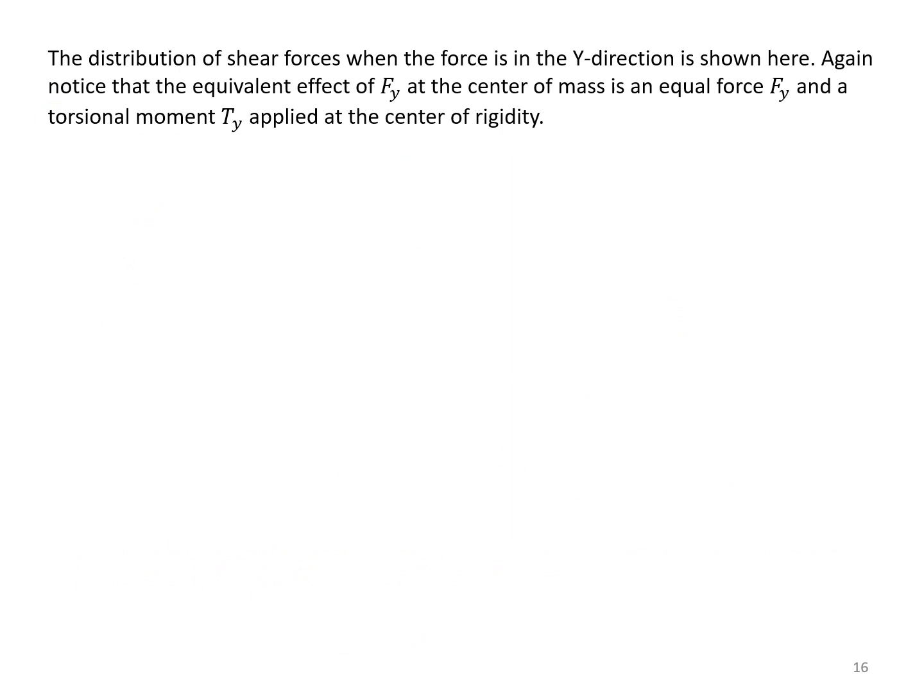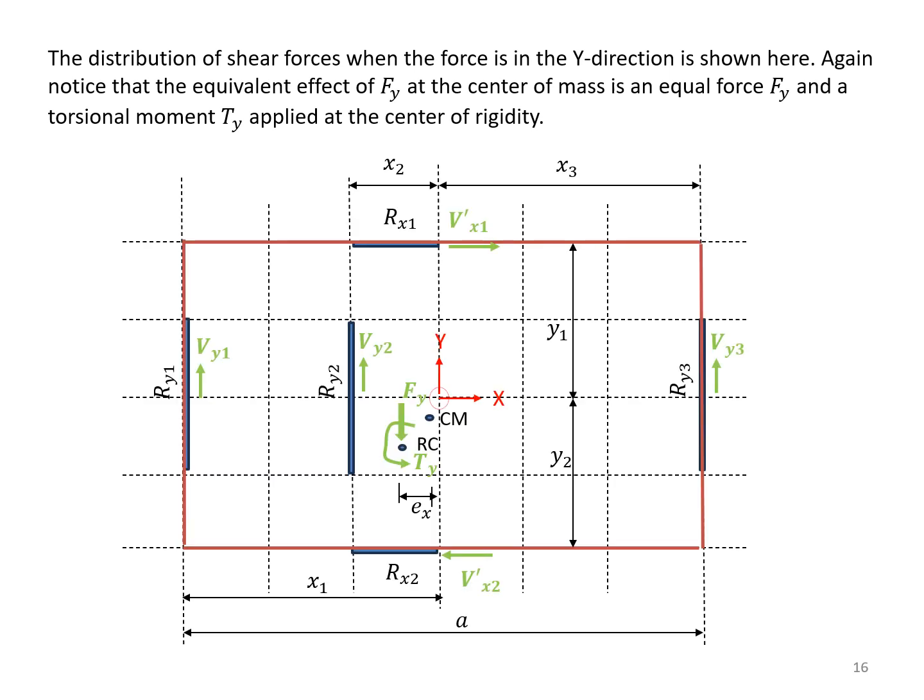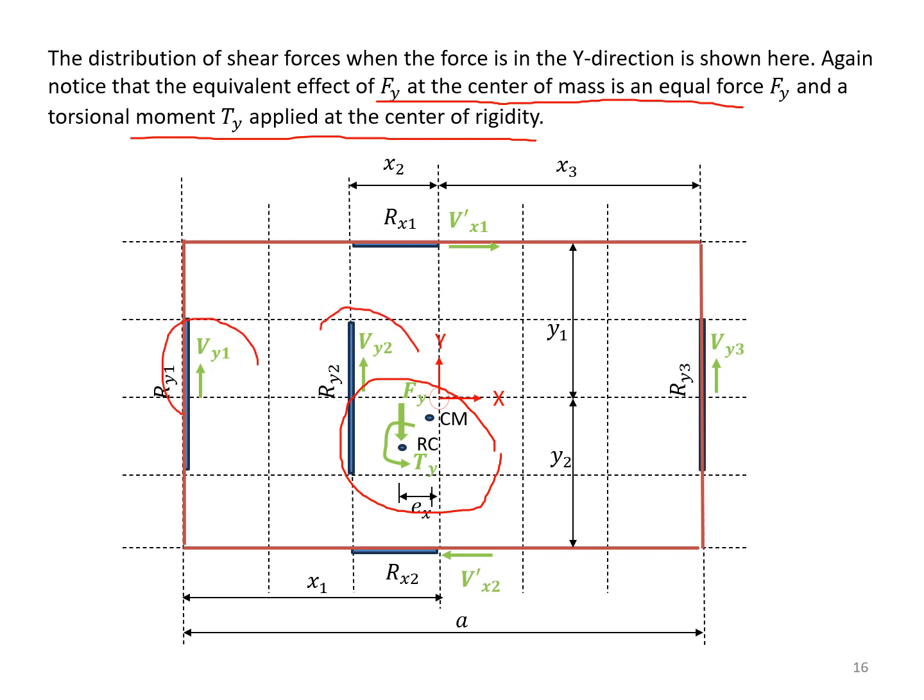The distribution of shear forces when the force is in the y direction is shown in this figure. Again, notice that the equivalent effect of Fy at the center of mass, as shown in here, is an equal force Fy and the torsional moment Ty applied at the center of rigidity. The distribution of forces shown in here, Vy1, Vy2, Vy3, are because of the direct effect of shear. Some of those will have additional shear because of torsion.